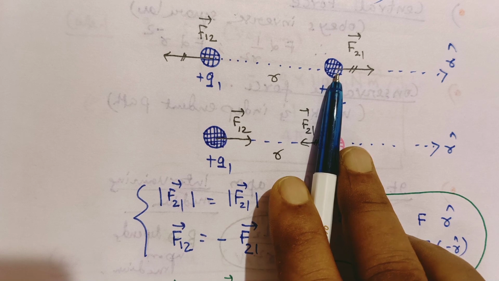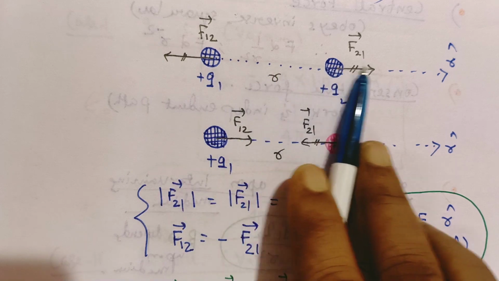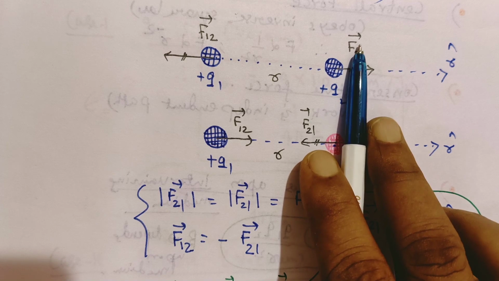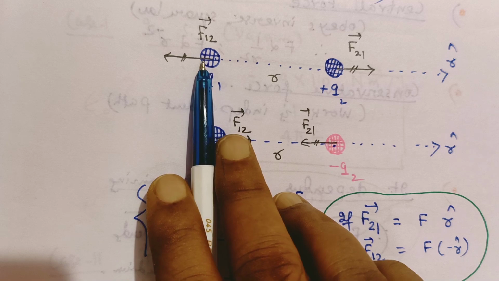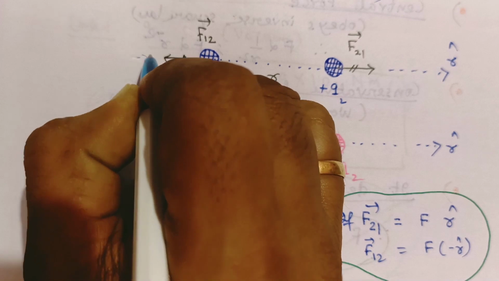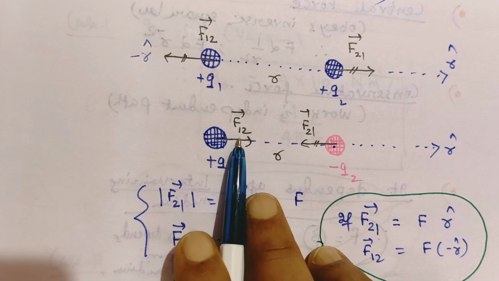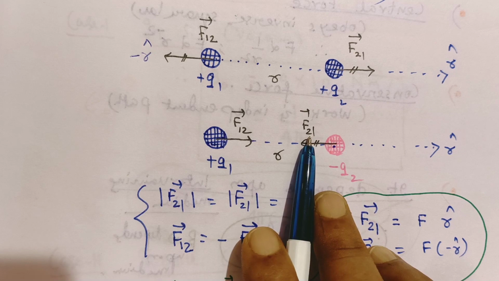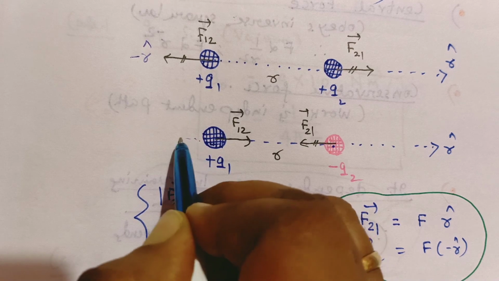And you also see the direction of the force. What is the direction of force? I have written a line here and the unit vector is represented as r cap. Here F21 vector is along the direction of r cap and F12 vector is along the opposite direction of r cap. That means this is the direction of minus r cap. Similarly here, the direction of F12 vector is along the r cap and the direction of F21 vector is opposite to r cap. That means in this direction.